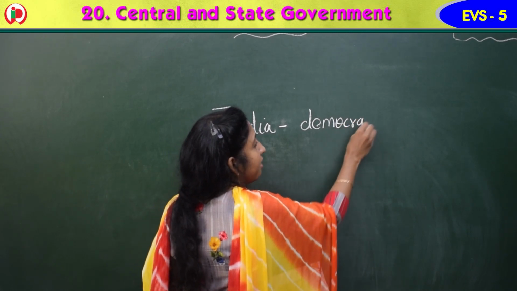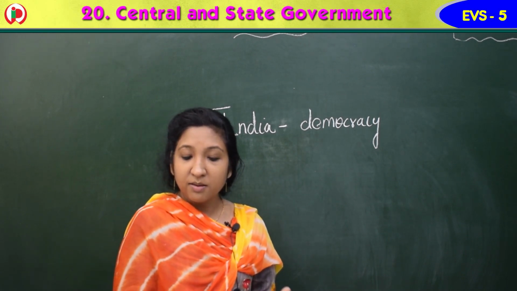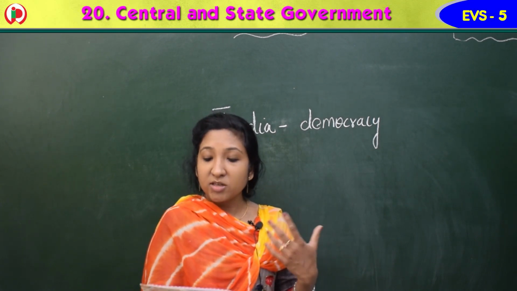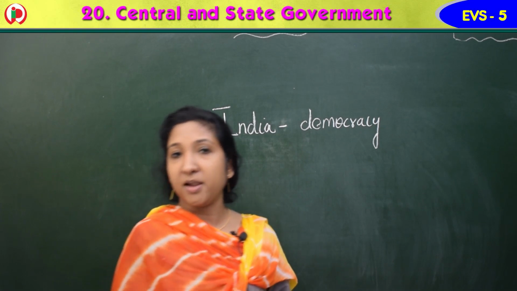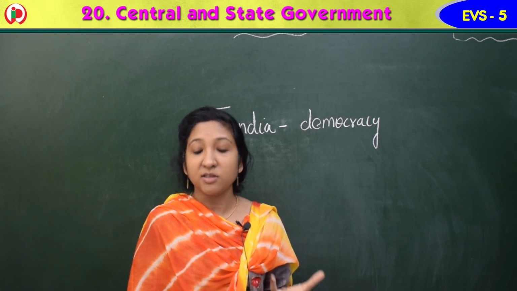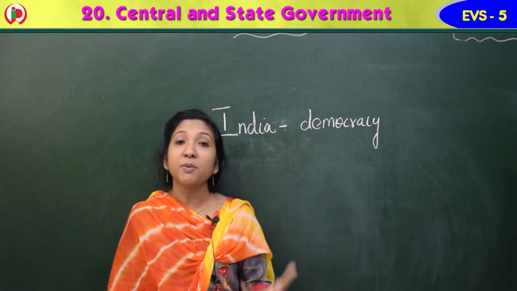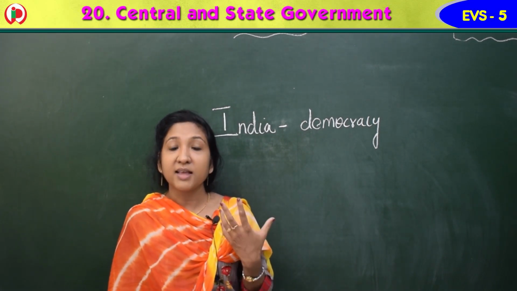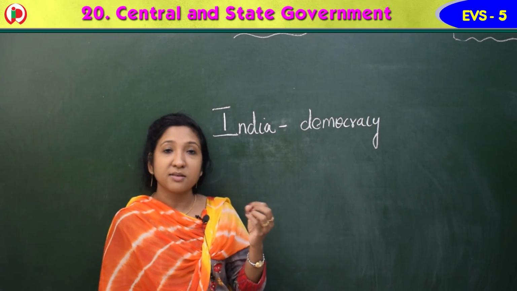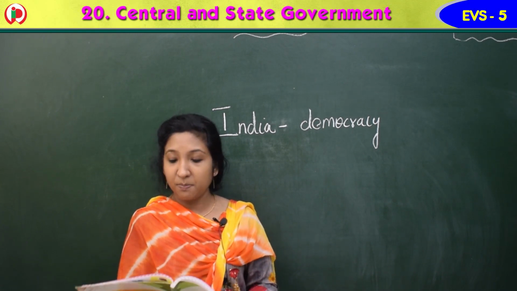Democracy is for the people, by the people and of the people. Yes, democracy is the power of the people, a way of governing which depends upon the will of the people. India is the land of the largest democracy. India is a land where the government rules according to the will of the people.